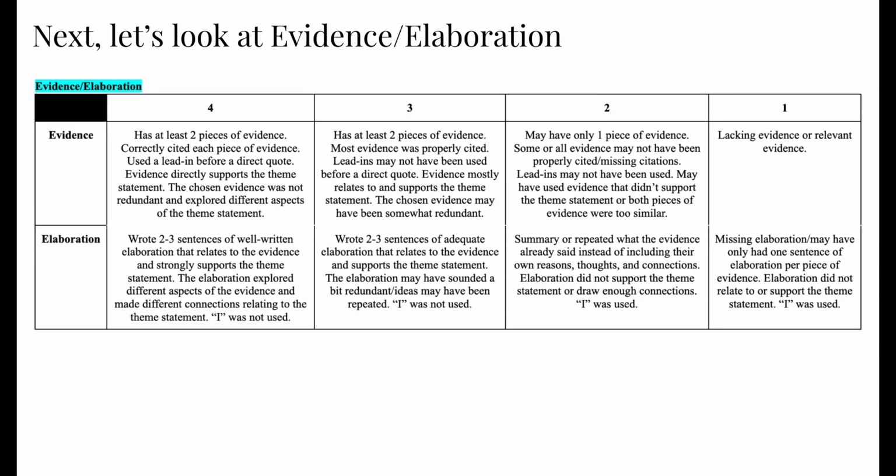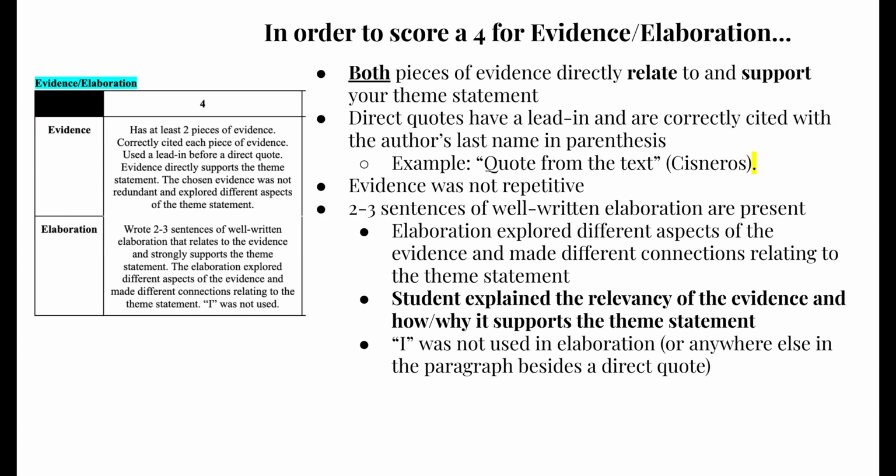This is evidence and elaboration. This is what it looks like, the full rubric for 4-3-2-1. So let's go ahead and take a quick look at what you would need to do in order to get a 4 for evidence and elaboration, which is, again, the best you can do.